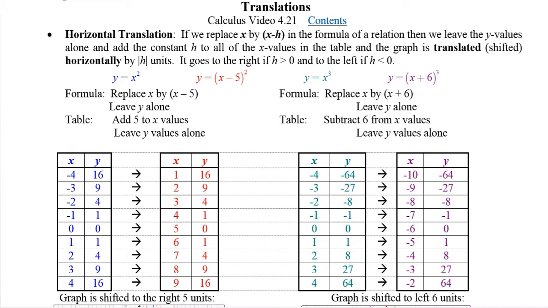Algebraically, if we replace x by x minus h in the formula of a relation, then we leave the y values alone, and we add a constant h to all the x values in the table and in the graph, and it's translated or shifted horizontally by absolute value of h units. It goes to the right if h is positive and to the left if h is negative, but notice I built the minus into the formula. So if you replace x by x minus 5, the graph's going to go to the right, and if it's x plus 6, the graph's going to go to the left.